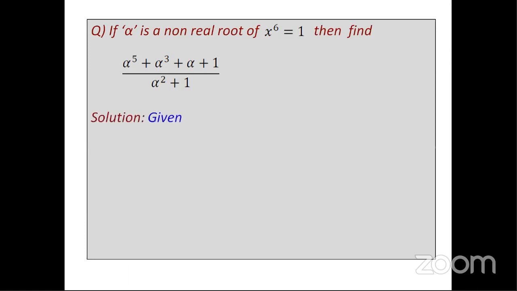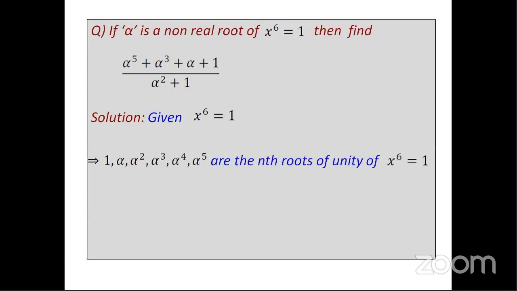Now, you are given alpha power 6 is equal to 1. When alpha power 6 is equal to 1, or x power 6 equal to 1, then what is x? x is equal to 1 power 1 by 6. That means we are taking sixth roots of unity. What will be the sixth roots of unity? They will be given by 1, alpha square, alpha cube, alpha power 4 and alpha power 5.